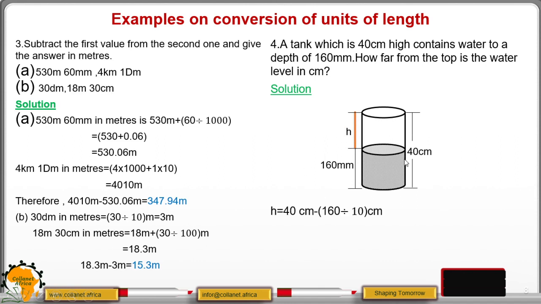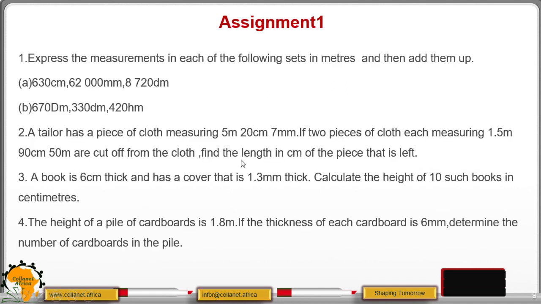If you look at what we need to do, you just need to subtract the height of water from 40. But remember, the height of water is in millimeters. So we need to convert this into centimeters, and we'll do that by dividing by 10. So our height will be 40 centimeters minus 160 divided by 10, which is 40 minus 16. And you get that this height is just 24 centimeters.